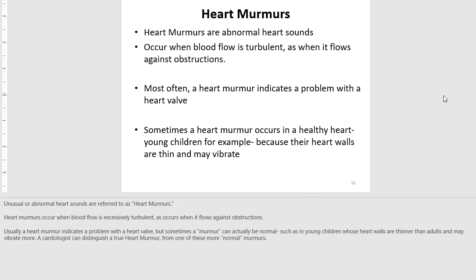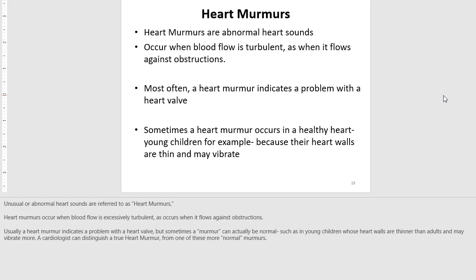Now, heart murmurs are defined as abnormal heart sounds, and they usually occur when blood flow is more turbulent than usual, like when it flows against obstructions. So most often a heart murmur indicates a problem with a heart valve. Sometimes, however, you can hear an abnormal heart sound, otherwise known as a heart murmur, in a healthy heart.